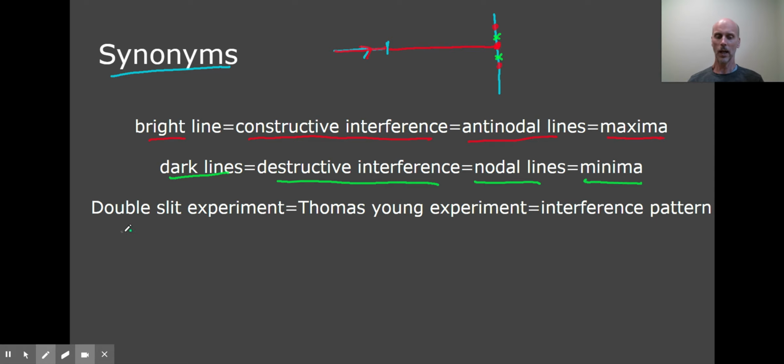Finally, the whole scenario I've been referring to as an interference pattern really comes about because of an experiment sometimes referred to as the double slit experiment, or Thomas Young's experiment, because he was the original person that did it. But like I say, these are just all synonymous terms. So just become comfortable with the different terminology, how we can refer to the bright spots, dark spots, and this whole experiment all around.